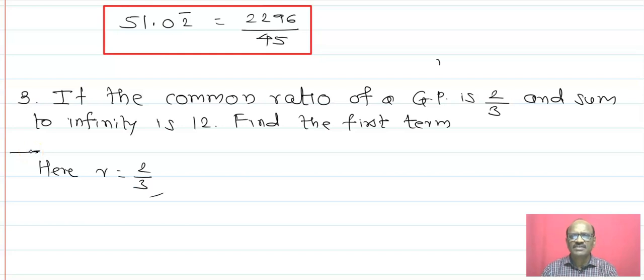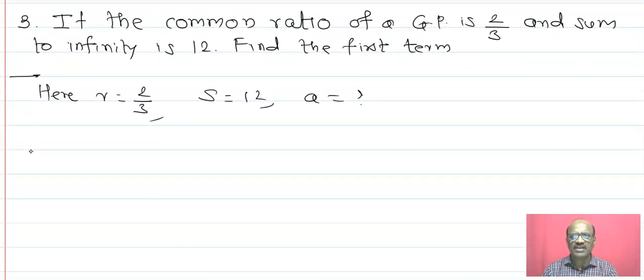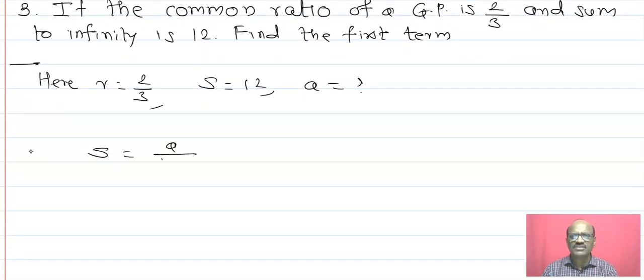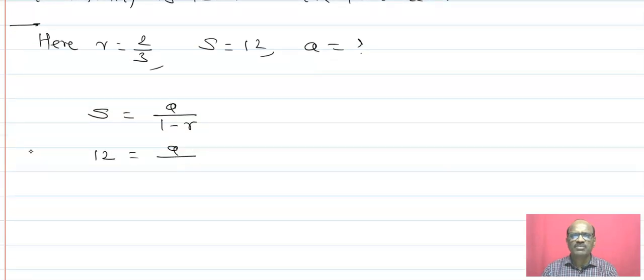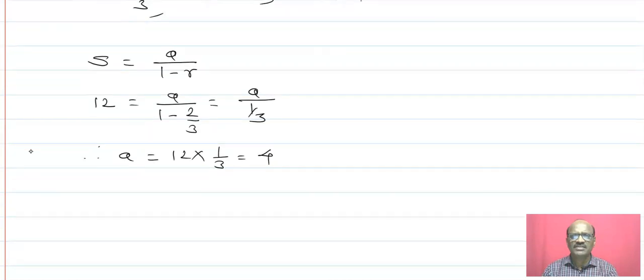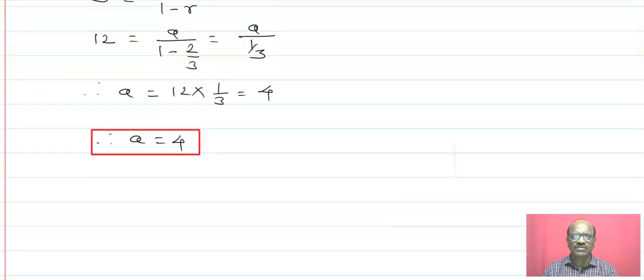Here what is given is r is equal to 2 upon 3, s is equal to 12, a is equal to question mark, therefore apply the formula. S is equal to a upon 1 minus r, that is 12 is equal to a upon 1 minus 2 upon 3, that is a upon 1 upon 3, and after the calculation 12 into 1 upon 3 is equal to 4. Therefore a is equal to 4, which is the first term.